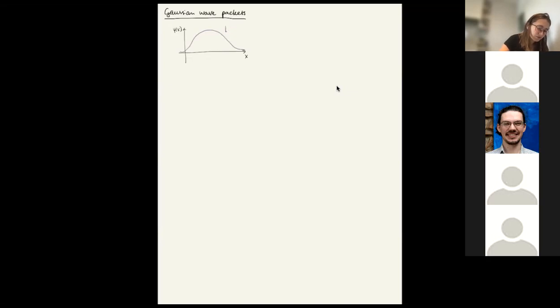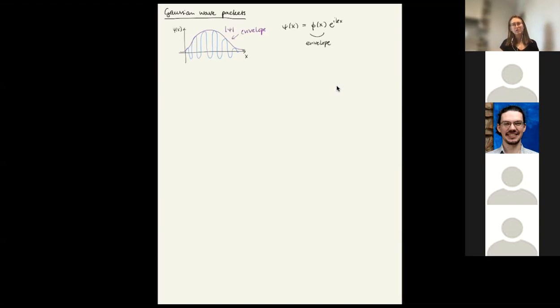Let me just draw kind of the modulus of psi. So this is without the phase. And then you can imagine that the wave function itself also has some phase, so it also oscillates, but within this shape. And this shape is called the envelope of the wave function. Generally the wave function in this case can be written as psi of x equals phi of x e to the power ikx, and phi of x is exactly this envelope.